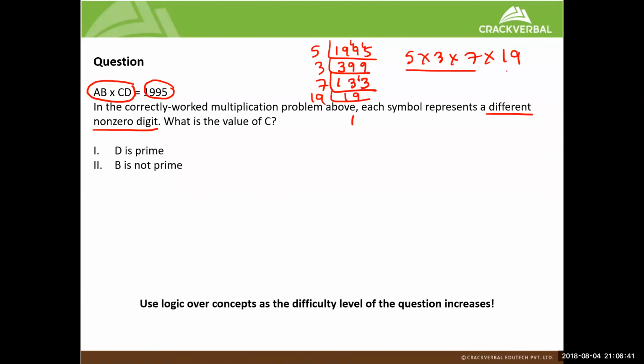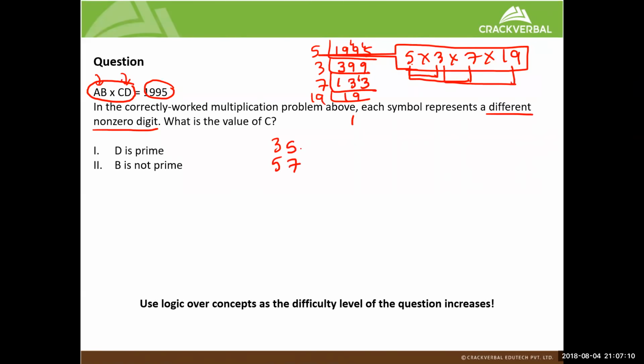And remember, I need to work with these primes and see what combination of values I can take to give me two-digit numbers, which when multiplied to each other give me 1995. So I clearly can't take 5 into 3, 15, and 7 into 19, because 7 into 19 is 133. That gives me a three-digit number. So I can take 5 into 7, which is 35, and 3 into 19, which is 57.